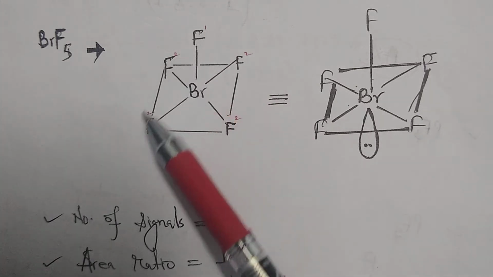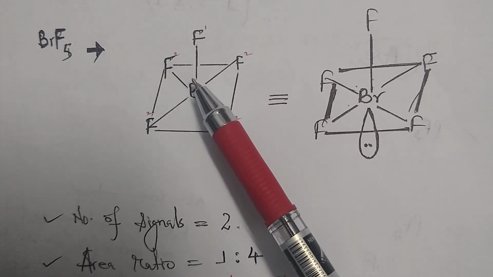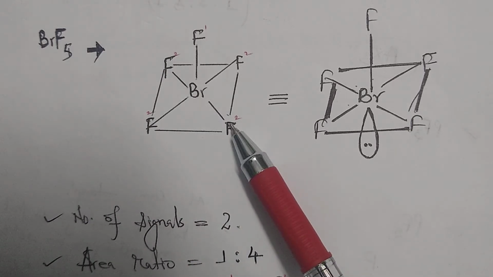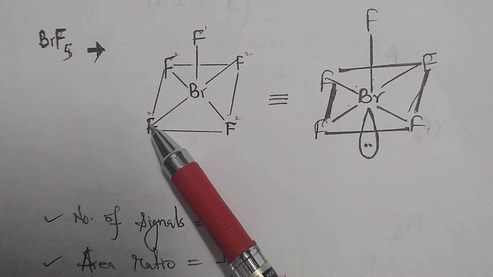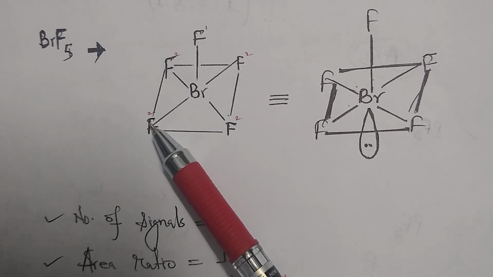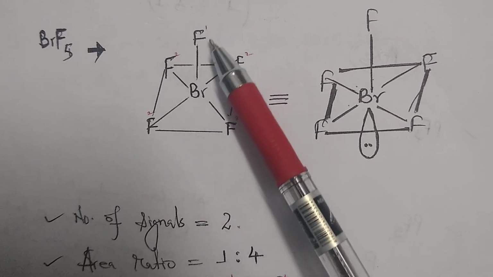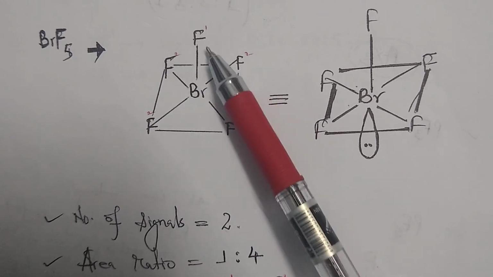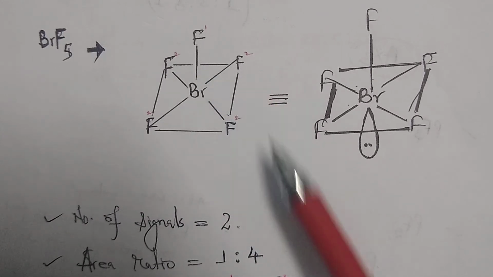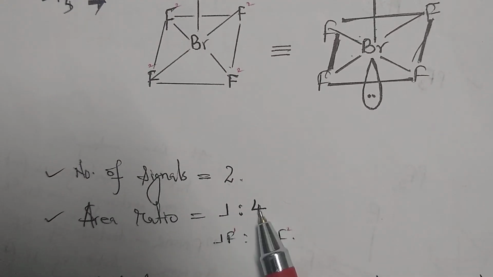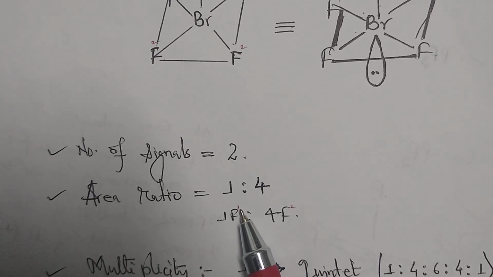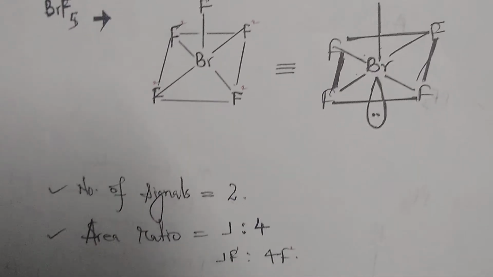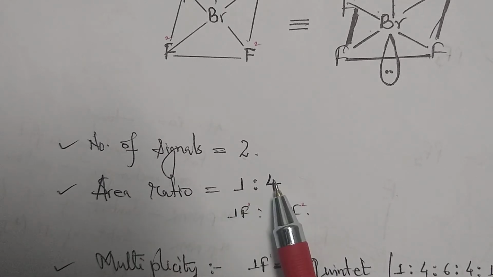So with that we got 2 different kinds of fluorine in this molecule, so we'll get 2 signals in the 19F NMR. So we have 4 fluorine in the equatorial position in this BrF5 molecule and 1 fluorine in the axial position. So 4 fluorine is to 1 fluorine, so we'll get 1:4, that is 1 fluorine of the first type and 4 fluorine of the second type, which is over here. So we'll get the area ratio as 1:4.